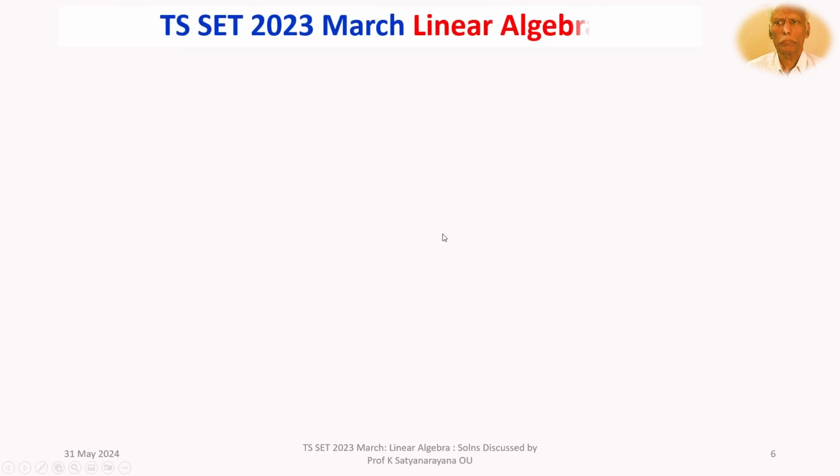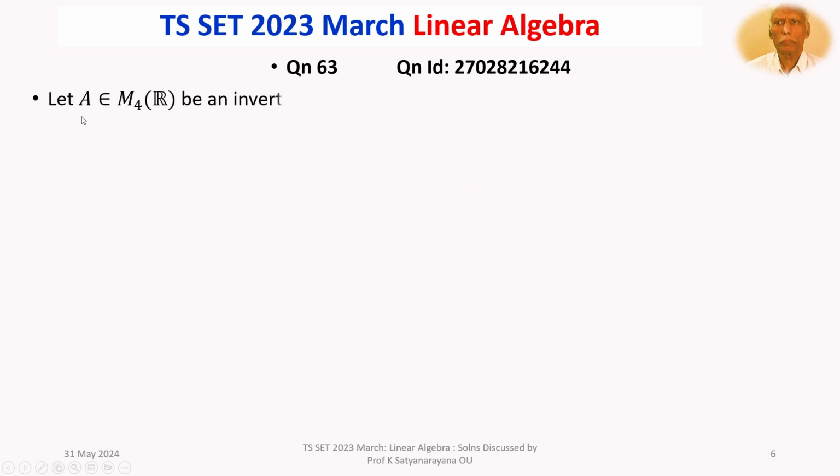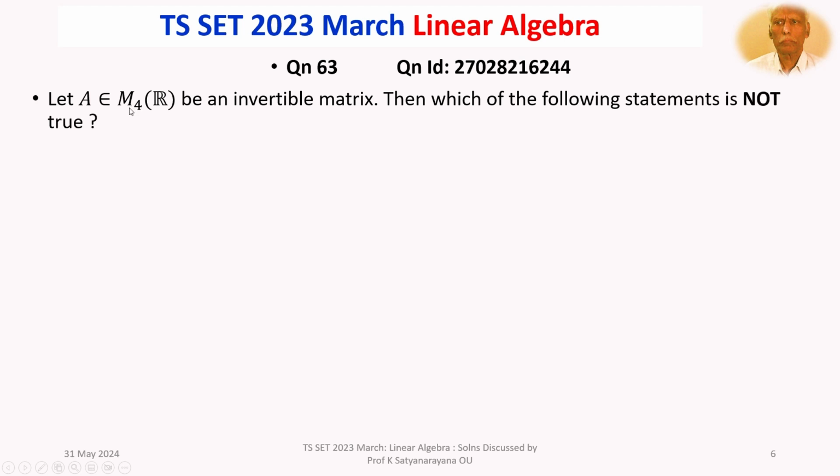This is question number 63 with this question ID from the TS SET 2023 March examination and from linear algebra. The given question is: let A belong to M4 over R, that is the vector space of all 4 by 4 matrices with real entries, and this A belonging to M4(R) be an invertible matrix, that means its inverse exists, then which of the following statements is not true? We are given 4 options.